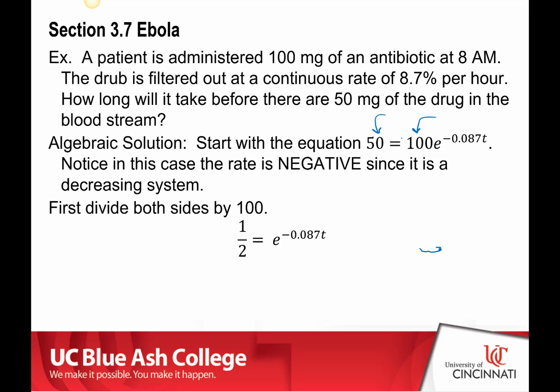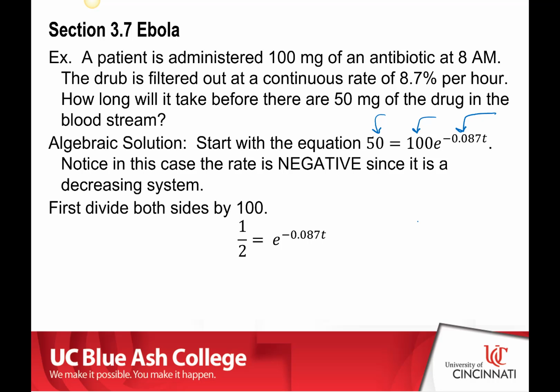The rate, not the factor. Okay, the factor would be something like A times 0.9. This would be a factor. The rate is, see it up here in the exponent.